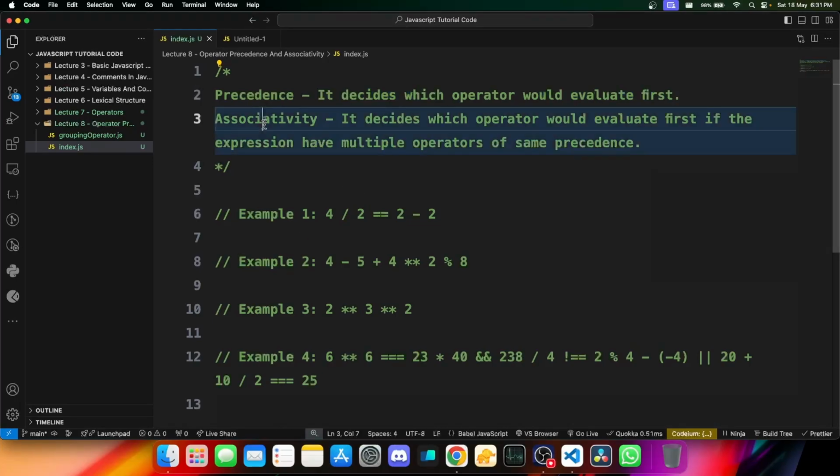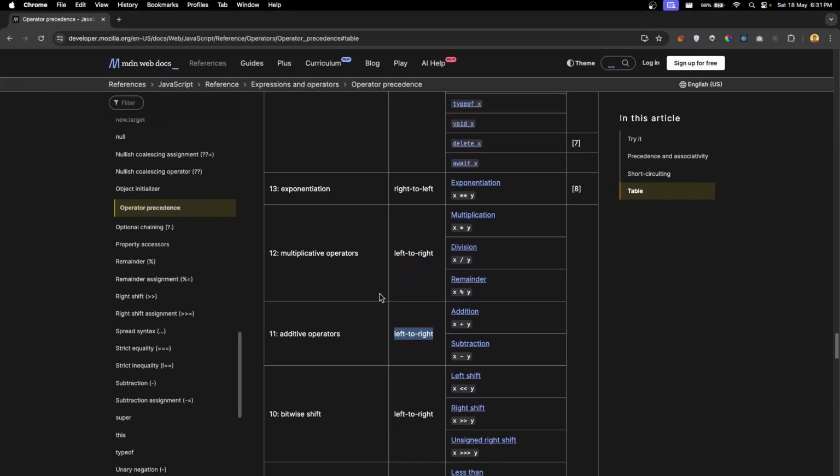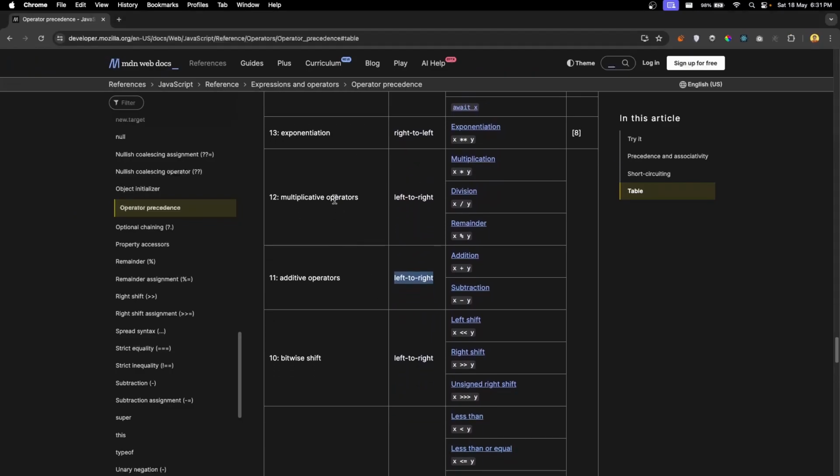What is associativity then? Associativity is used when precedence can't work. Now, what do I mean by can't work? Sometimes some operators have the same precedence. Let me show you an example. If you check the multiplicative operators, multiply, divide, and remainder, all of them have the same precedence of 12. Same goes for additive operators, all of them have the same precedence of 11.